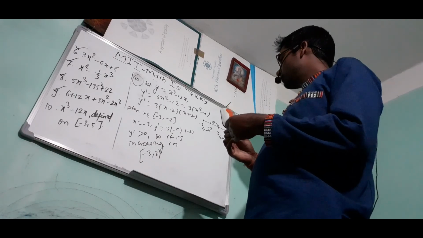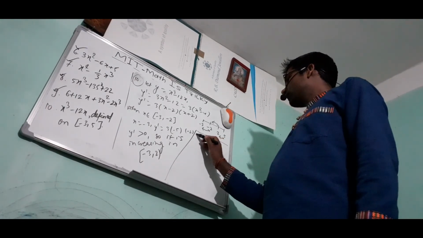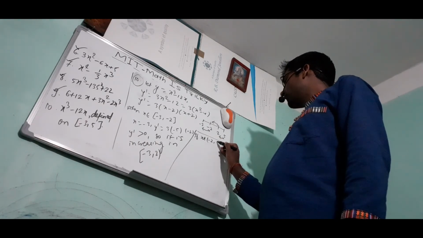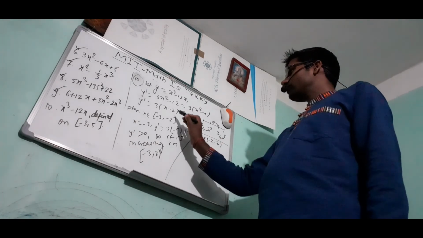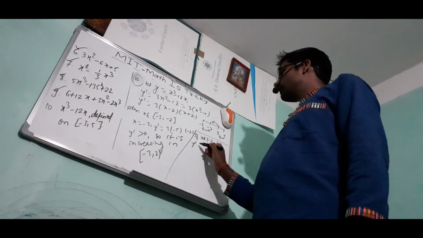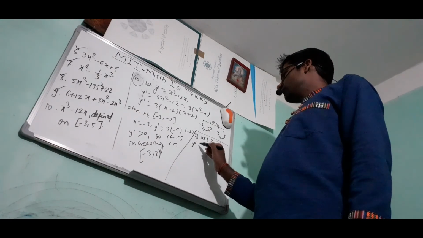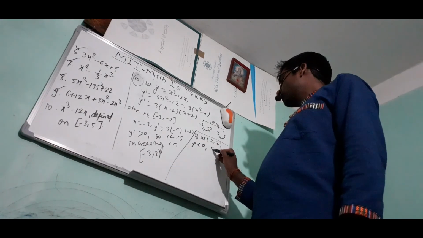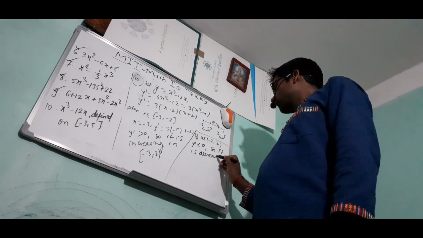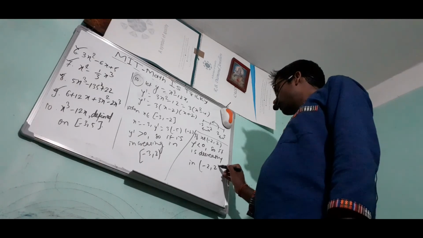Okay, so let's move to the second one. If you want to check if x belongs to minus 2 and 2, we can take here 0. So this is 0 minus 2, minus 2, y dash will be simply, this is negative, this is positive, so this is negative, again less than 0, so it is decreasing in the interval minus 2 to 2.